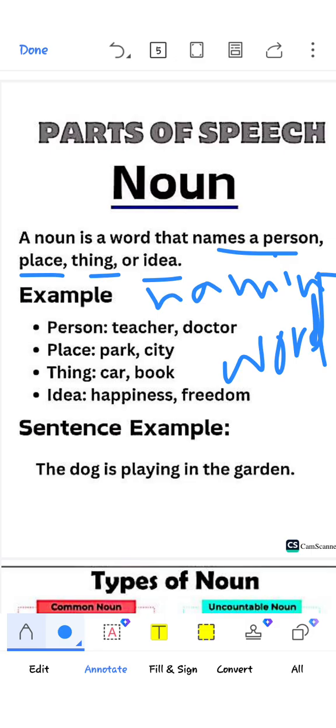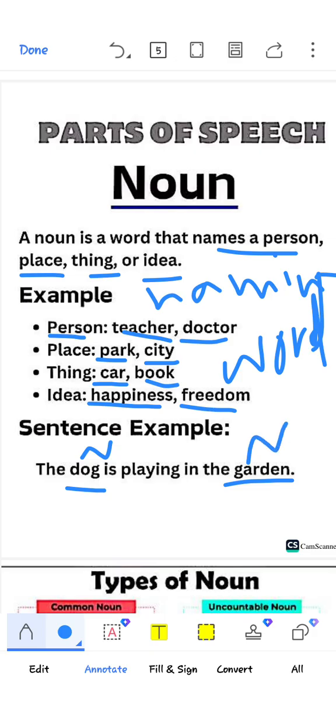Okay, beta. Now in the examples, a person is a teacher, doctor, anything. Place is a park, city, country. Thing: car, book, mobile, AC, chair. And idea means happiness, freedom. These all are ideas. Sentence: the dog is playing in the garden. Now what is the noun in this sentence? First of all, the dog is a noun, is playing in the garden, and garden is also a noun.